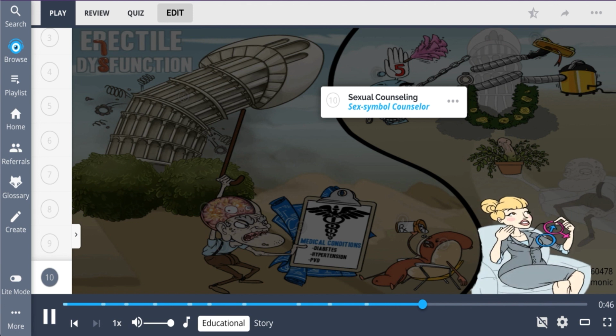Lastly, since many patients with ED are uncomfortable discussing their issues, sexual counseling, shown by the sex symbol counselor, is recommended to assess and address the patient's psychosocial status. Sexual counseling should be initiated prior to beginning medical treatment and should include the patient's partner.